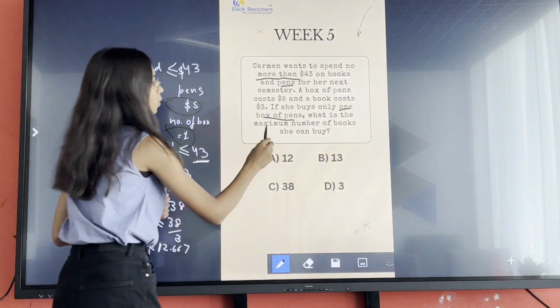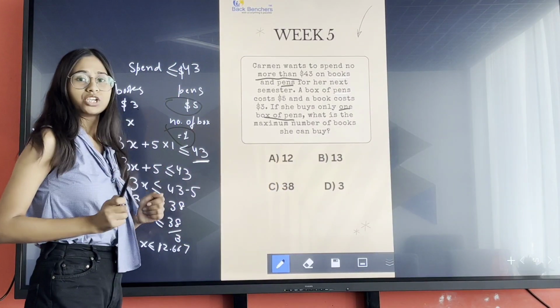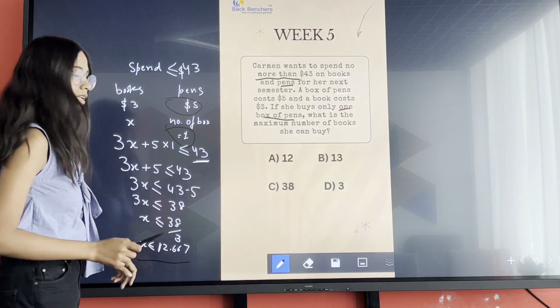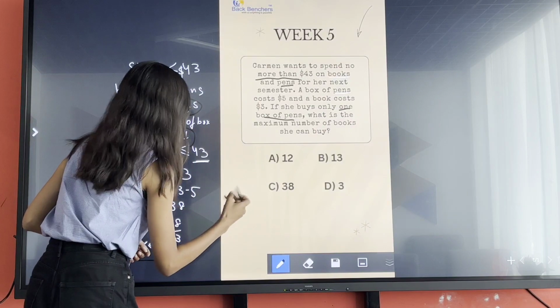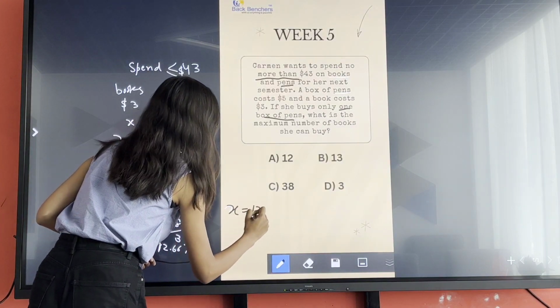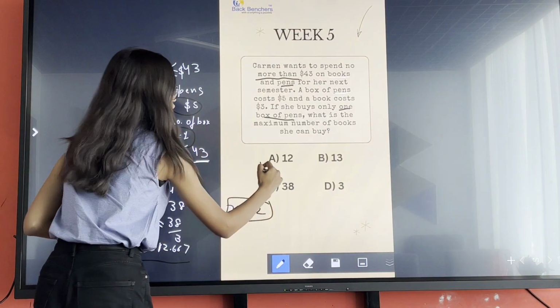So now what is the maximum number of books that she can buy? The number of books cannot be a decimal, of course, so the maximum number of books that she can buy is x equals 12, which is option A.